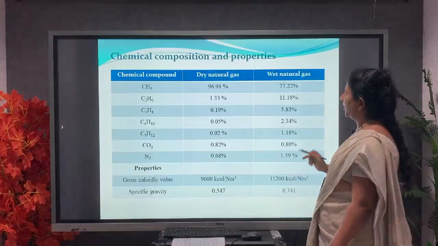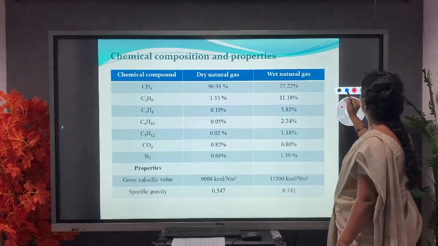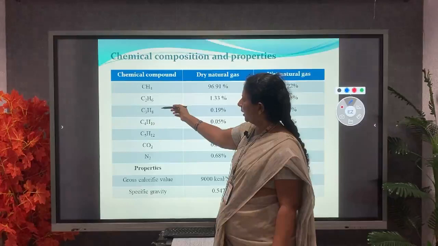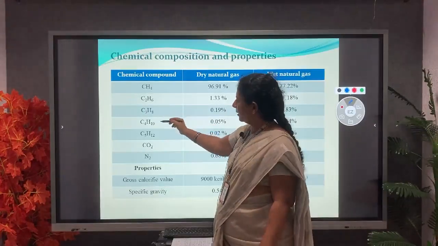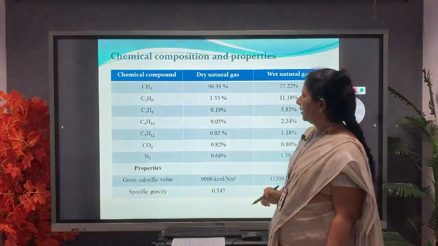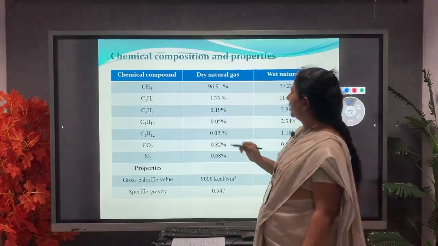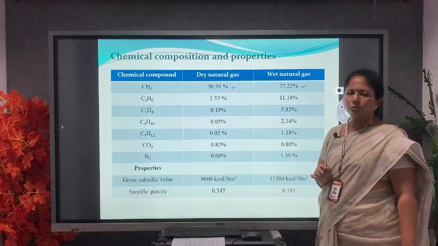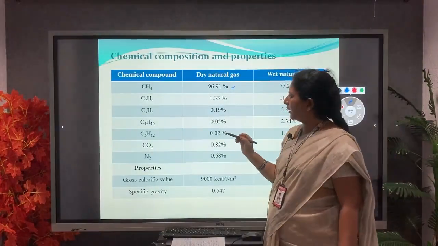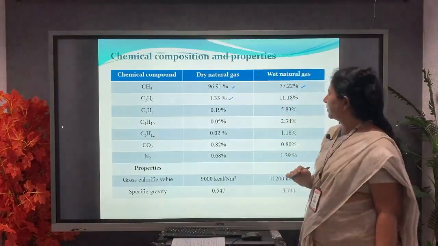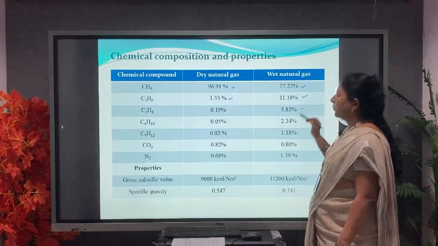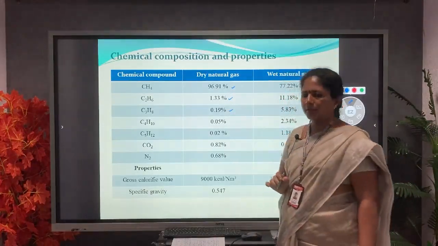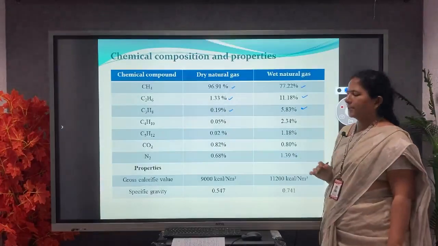Coming to the chemical composition and properties of natural gas. The main composition of natural gas is methane, ethane, propane, butane, pentane, carbon dioxide and nitrogen. The composition of methane in dry natural gas is 96.91% and in wet natural gas is 77.22%. Ethane in dry natural gas is 1.33% and in wet natural gas is 11.18%. Propane in dry natural gas is 0.19% and in wet natural gas is 5.83%.